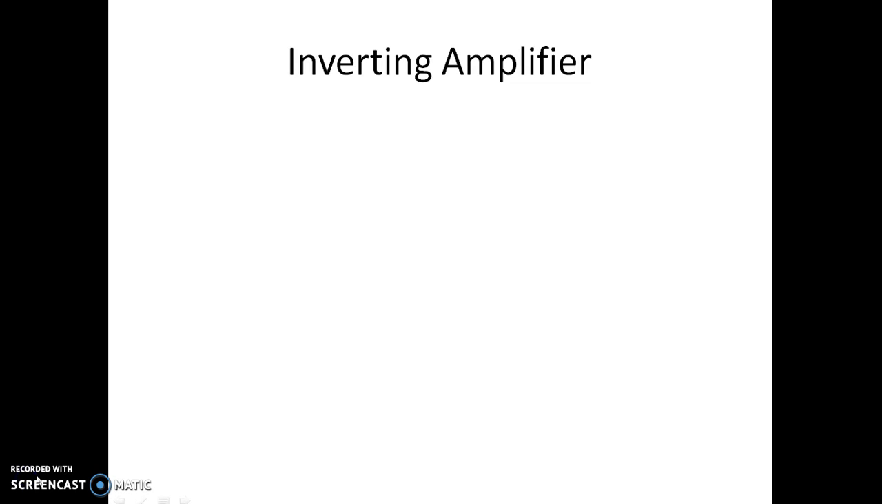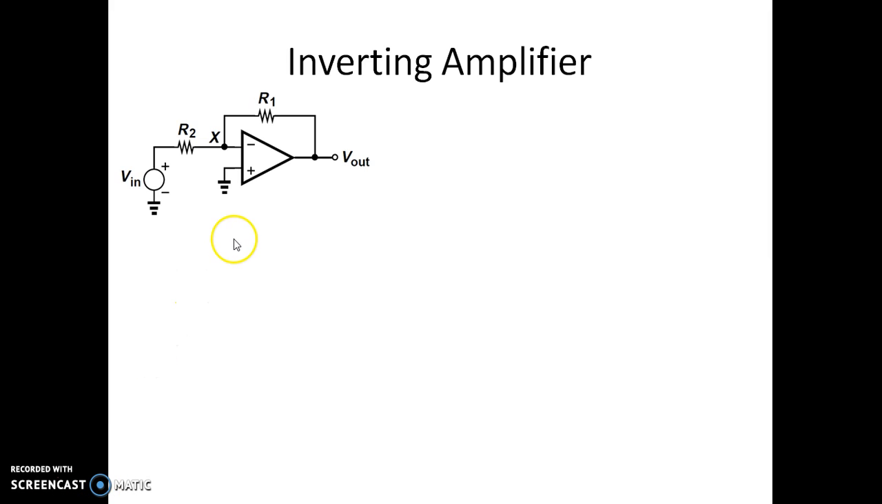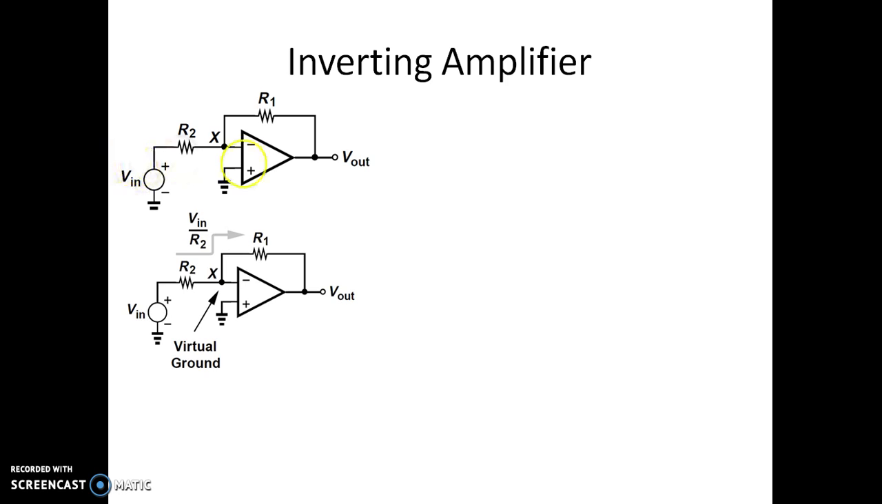Let us consider the inverting amplifier. This is the diagram of the inverting amplifier using an op-amp. R1 is the resistor connected between the output and the inverting terminal. R2 is the resistor connected from the inverting terminal to the input voltage. Now let us assume this is the equivalent circuit, writing the current expression. By virtual ground, the voltage here is 0. So we will have the expression for the current flowing through this as V in by R2.